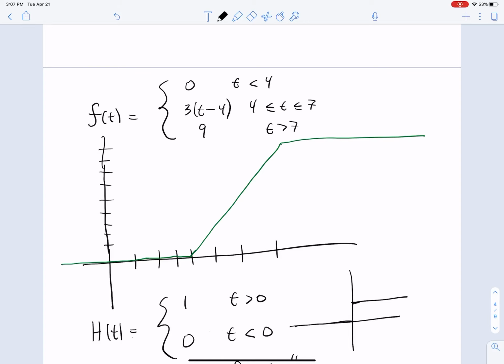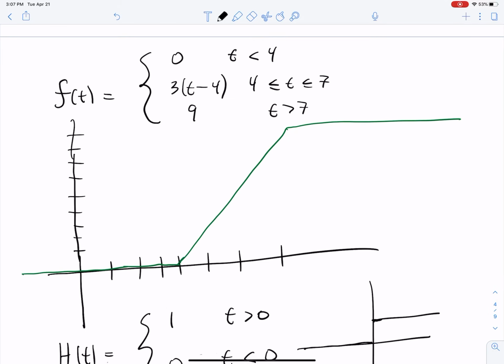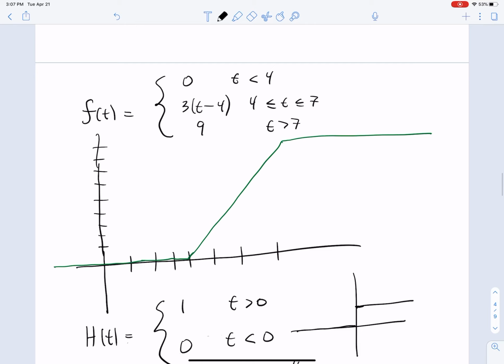Okay, so in this problem, I'm going to show you something new and advanced. It's also very important in applications, in particular in engineering. So let's consider taking the Laplace transform of a piecewise function like this, right?